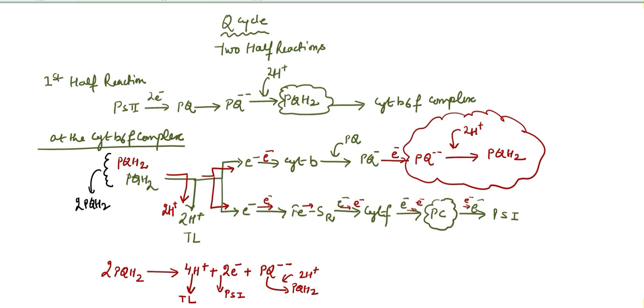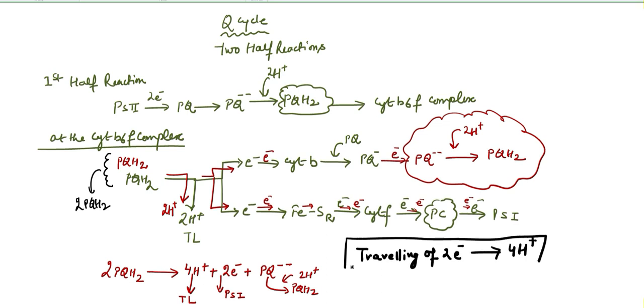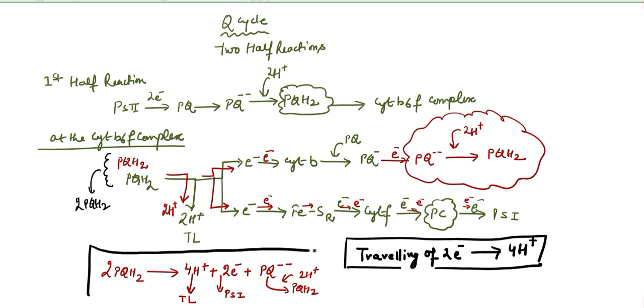So what we see here, that traveling of one pair of electrons accumulates 4 protons in the thylakoid lumen. And this is the Q cycle equation.